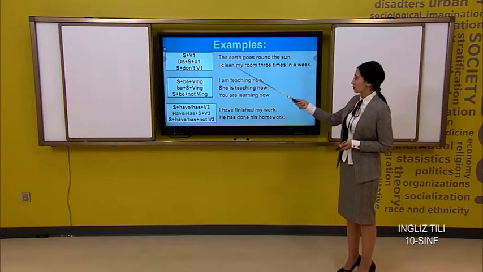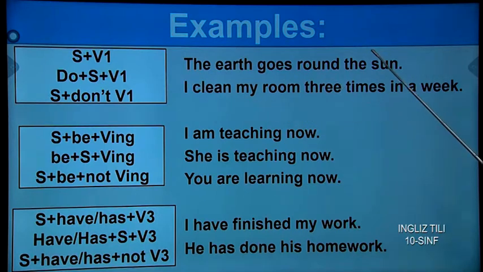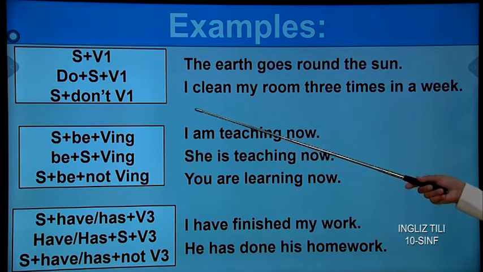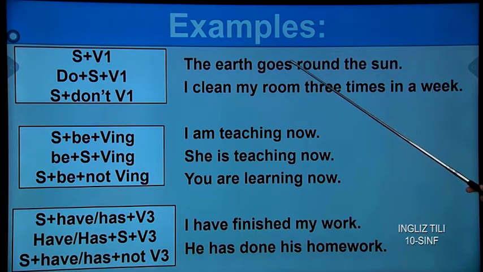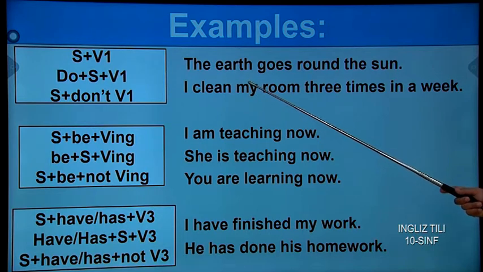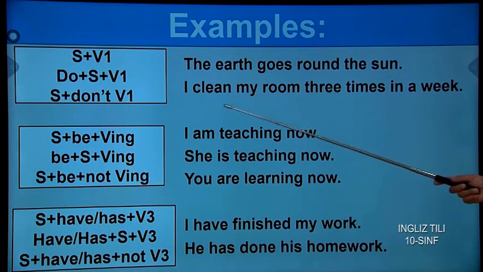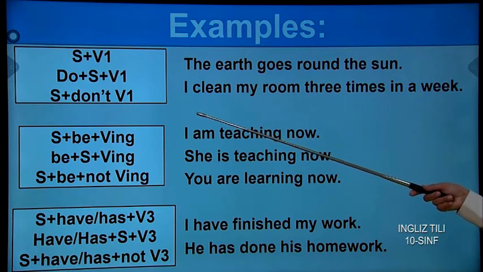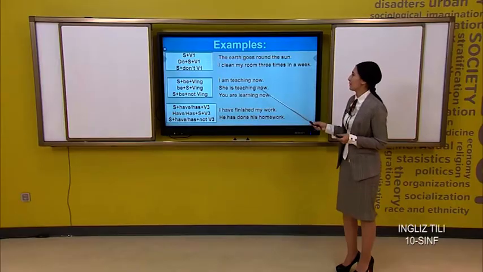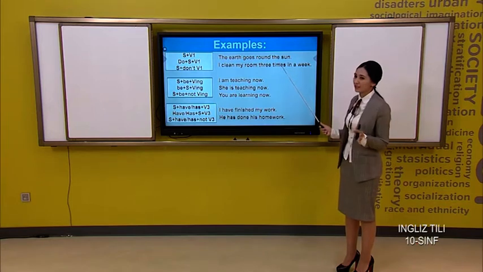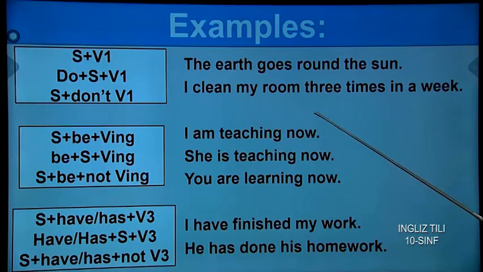First, present simple: subject plus verb 1. The earth goes around the sun. It is general truth. For interrogative sentence, do or does plus subject plus verb 1. As you know, we add s or es to the main verb in third person singular. Earth, it goes. In interrogative sentence, we use does, not do, but we don't add s or es to the main verb. For example, the earth doesn't go around the sun, but it is not true sentence, dears. I clean my room 3 times in a week. I don't clean my room 3 times in a week.